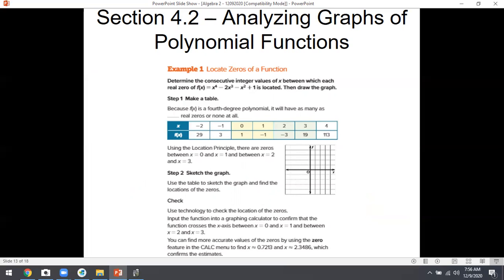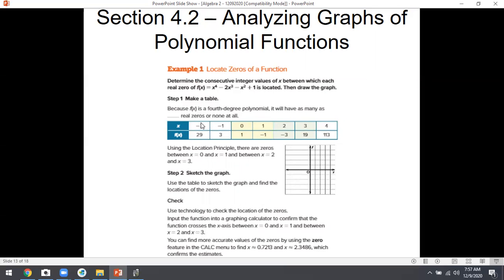Example number 1, locate zeros of a function. That just means where it crosses the axis, correct? So you have bigger things to type in, but go to y1 and type in this equation right here, x to the 4th minus 2x cubed minus x squared plus 1. Now your homework and the textbook asks quite often to make a table. I really don't care if you make a table, okay? So if you want to make a table, go ahead. You don't need to.